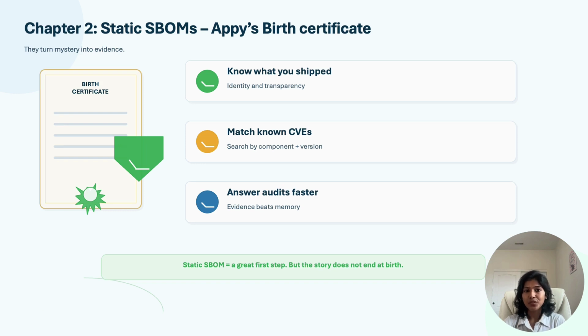The next chapter of our story is to understand static SBOMs. Static SBOMs are the foundation, or the birth certificate, of a software, in this case, Appy's birth certificate. It lets us know what is shipped, matches known vulnerabilities, and also answers customer questions with evidence. So a birth certificate partially satisfies our requirement of finding where Appy exists. It only solves the identity problem, but the real issue starts when Appy leaves the factory.